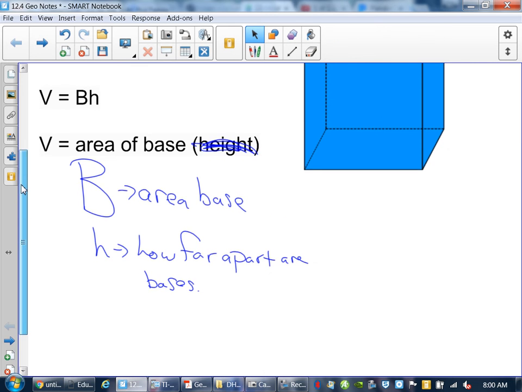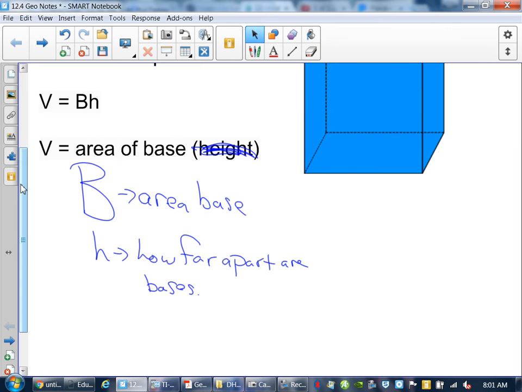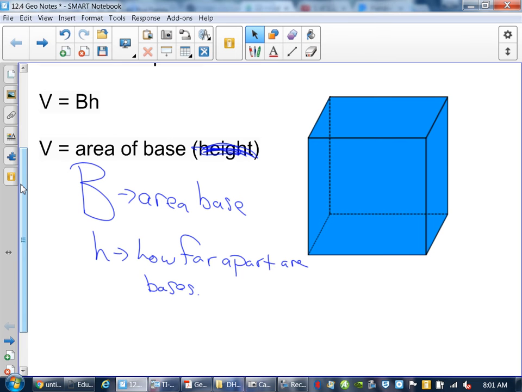Now, when you're dealing with a prism, remember, the prisms are going to be the ones that have exactly 2 of the same bases. Okay? That's how we are able to figure out what that is.